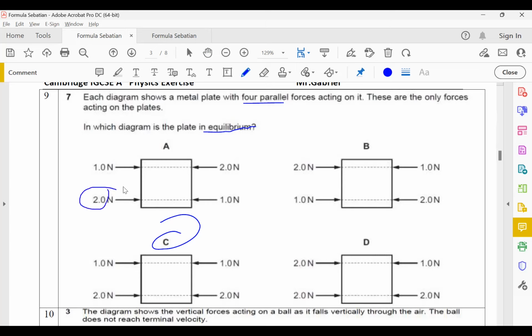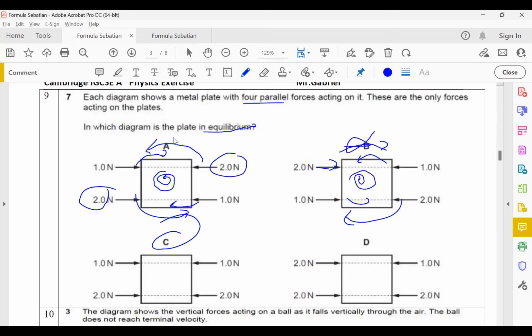If you look here, this 2 newtons and this 2 newtons will obviously generate a greater moment compared to this 1 newton and this 1 newton here, right? And because of that, this thing will actually spin in the anti-clockwise direction. Same for this one as well. This one here will generate a greater moment compared to this one here and this one here, right? So obviously this thing here will actually spin in a clockwise movement. That one can spin clockwise because they're all pretty much equal.